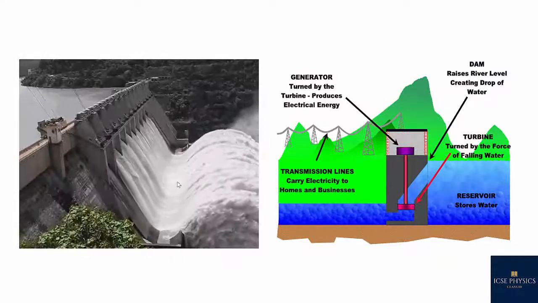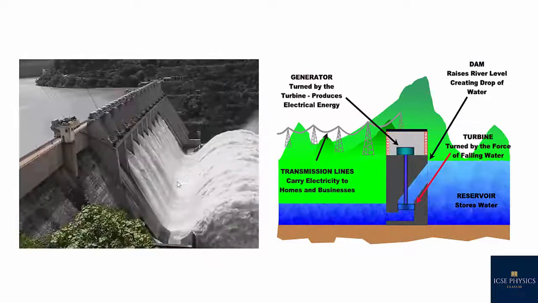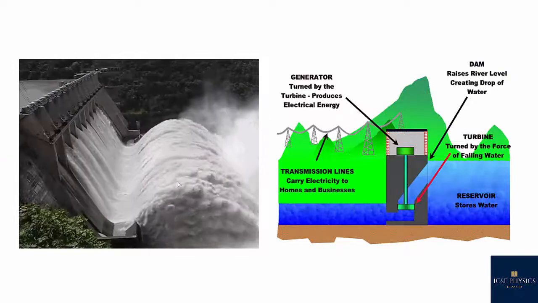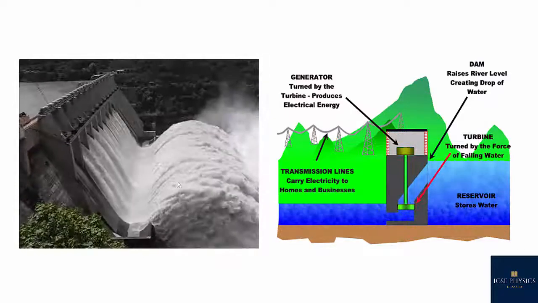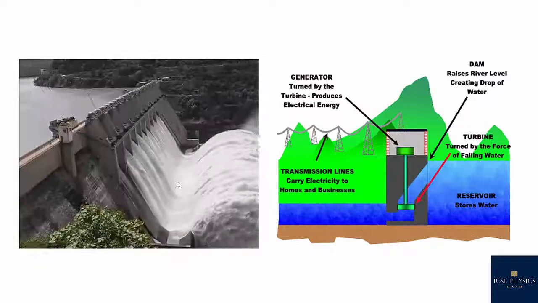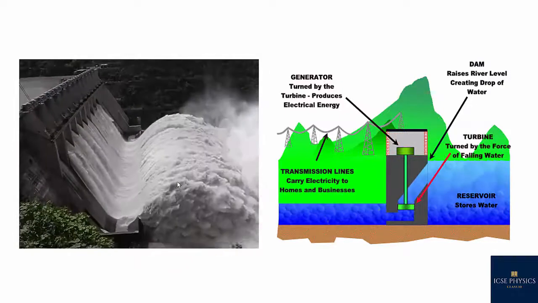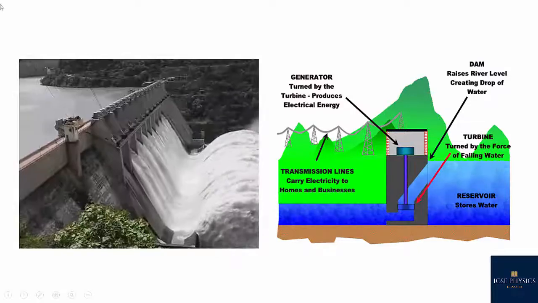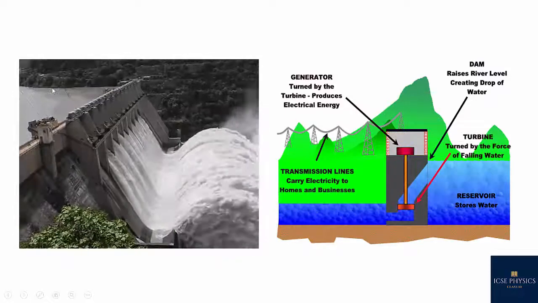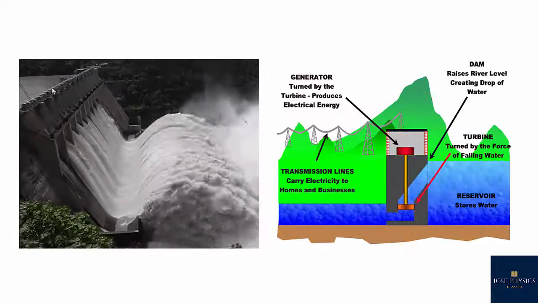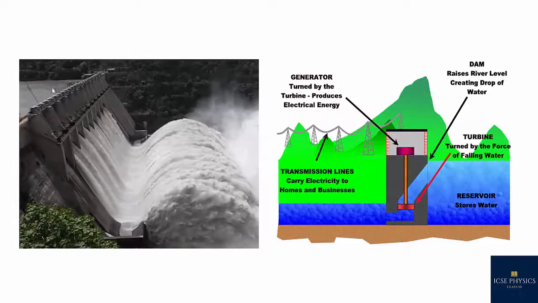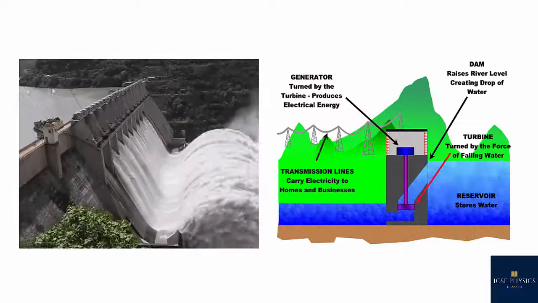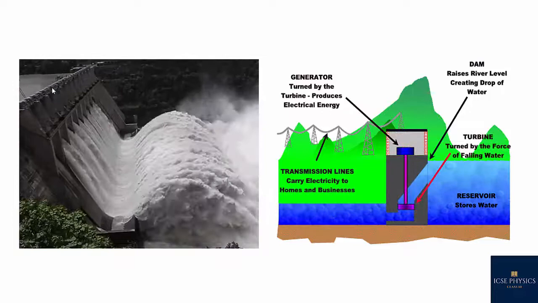So let's see how the hydroelectric energy changes to electrical energy. As we all know, energy can neither be created nor destroyed. It can only be changed from one form to another. So the flowing water of a river is collected in a dam at a high altitude, as you can see in this figure. Then the water stored in the dam at high height has potential energy. The potential energy formula is mass into acceleration due to gravity into height. So the more the height, the more is the potential energy.